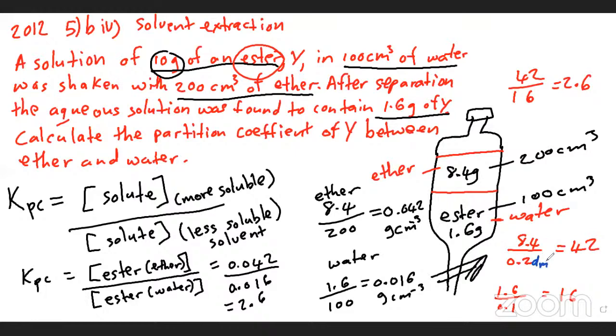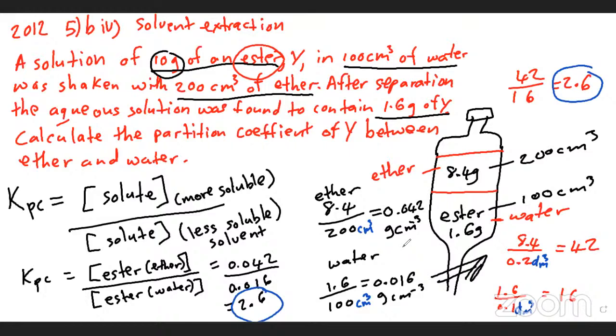Over here, if you want to work in dm cube, over here, we just keep it in cm cube. I was showing you that it doesn't matter if you keep it in cm cube or dm cube, the answer is going to be the same, 2.6. So you don't have to waste any time converting to dm cube. Just work in cm cube. Clear?